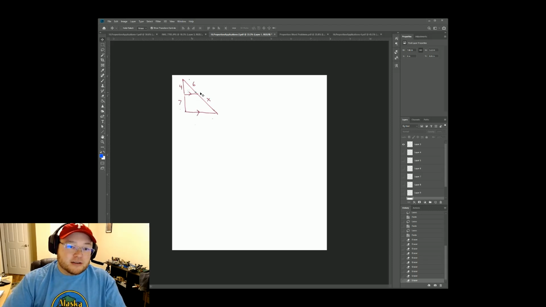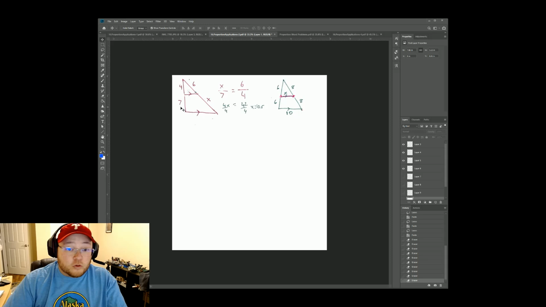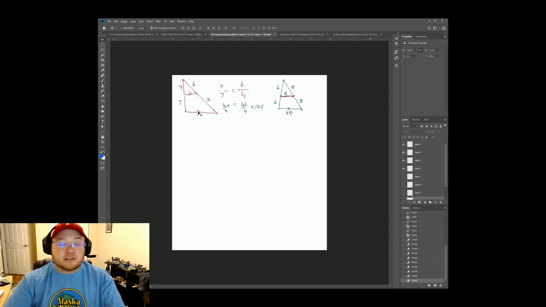Basically, these are parallel, so you can just set up some different proportions. X over 7 equals 6 over 4, which is bottom right compared to bottom left, which equals top right over top left, because right over left equals right over left. You get 10.5. But you could have done 4 over 7 equals 6 over x. You could have done 6 over x equals 4 over 7. You could have done 7 over 4 equals x over 6. You could have done 4 over 6 equals 7 over x. You'd get the same answer for all of those.